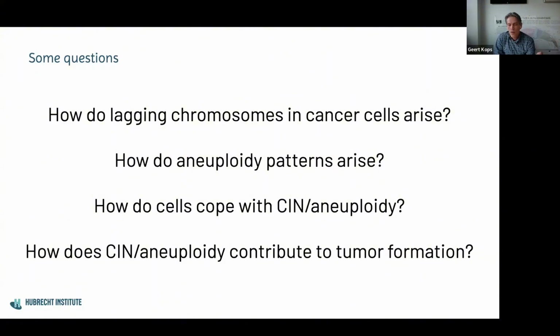Then there's this interesting concept of aneuploidy patterns. Different cancers have different copy number alteration signatures, and we want to understand how they come about. And then the second half of the seminar, I want to go into how cells cope with chromosome instability and aneuploidy, and we're particularly focused on p53.